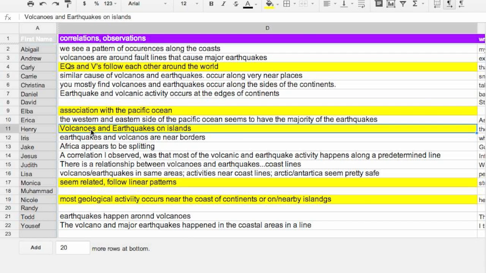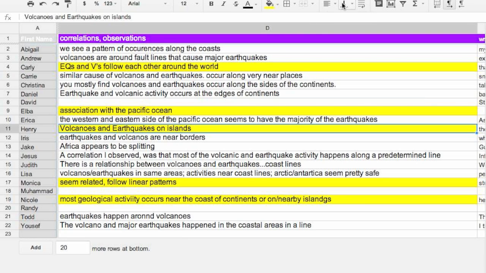Henry's saying that volcanoes and earthquakes are oftentimes on islands. Monica is mentioning that they follow linear patterns. And so as we look through all of these, we're seeing that people make these observations and try to find some patterns in them, and from those try to construct some explanations.